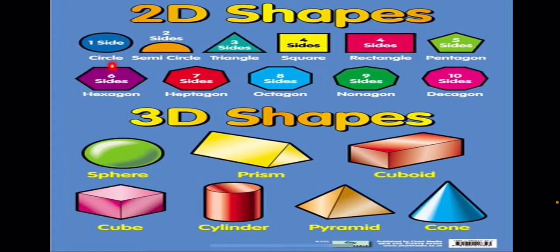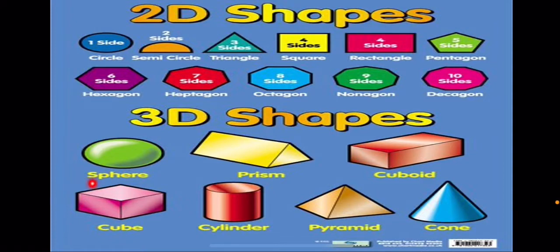Now, a circle only has one side, a semicircle has 2 sides, a triangle has 3 sides, a square has 4 sides, a rectangle has 4 sides again, a pentagon has 5 sides, a hexagon has 6 sides, a heptagon has 7 sides, an octagon has 8 sides, a nonagon has 9 sides and a decagon has 10 sides. So, these are all the 2D shapes.